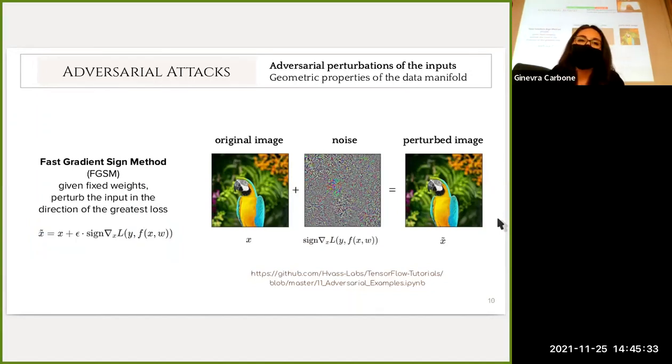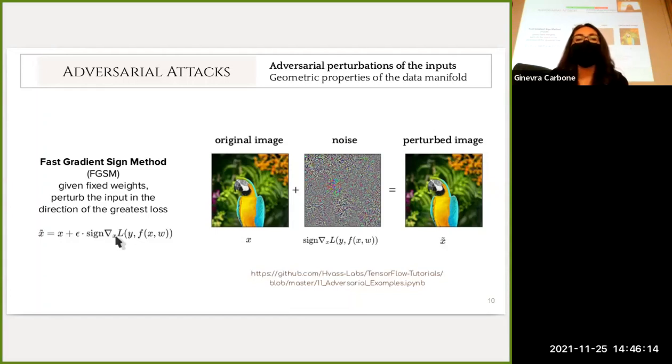Now, a very basic example of adversarial attack is the fast gradient sign method. And it is the first attack ever formulated. And it is also computationally very efficient because it only involves one gradient computation per each input sample. And in this case, we start with the fixed weights W of our network and then perturb X in the direction of the greatest loss. So basically, this is similar to what we were doing during loss optimization, but instead we are computing the gradients with respect to the input X instead of the weights.